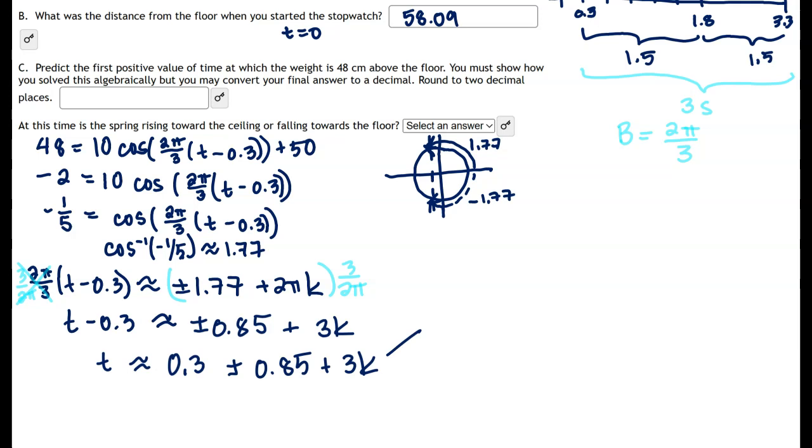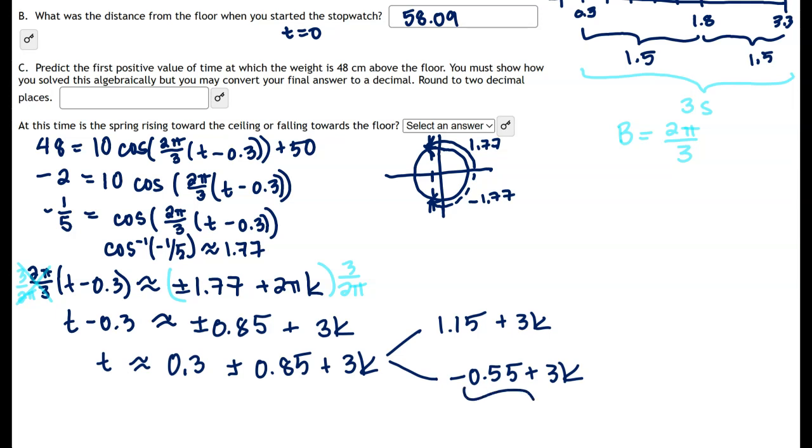So when I do the plus, I get 1.15 plus 3k, and when I do the minus, I get negative 0.55 plus 3k. I don't love the negative answer in terms of making sense in this context, although I guess we just started the stopwatch somewhere along the way, so saying it happened before the stopwatch started is fine. But note that you can just add 3 to get your first positive answer. And we're specifically looking for the one first positive value that we hit, 48.